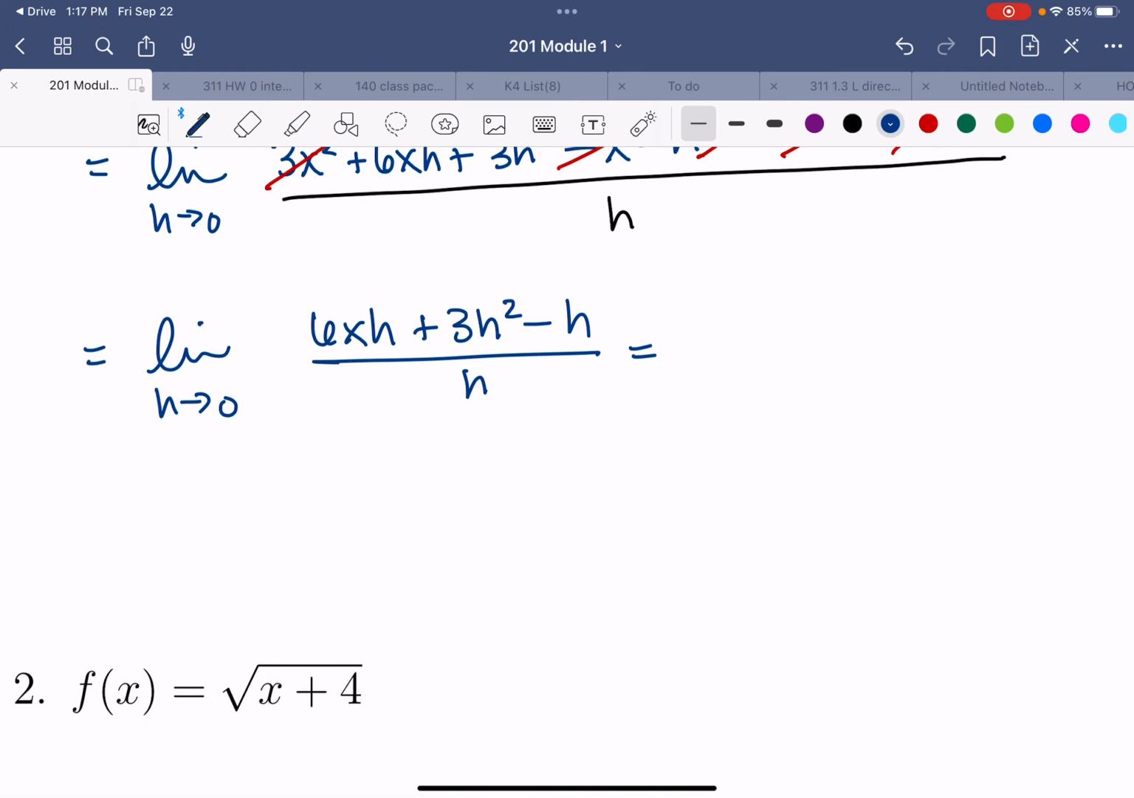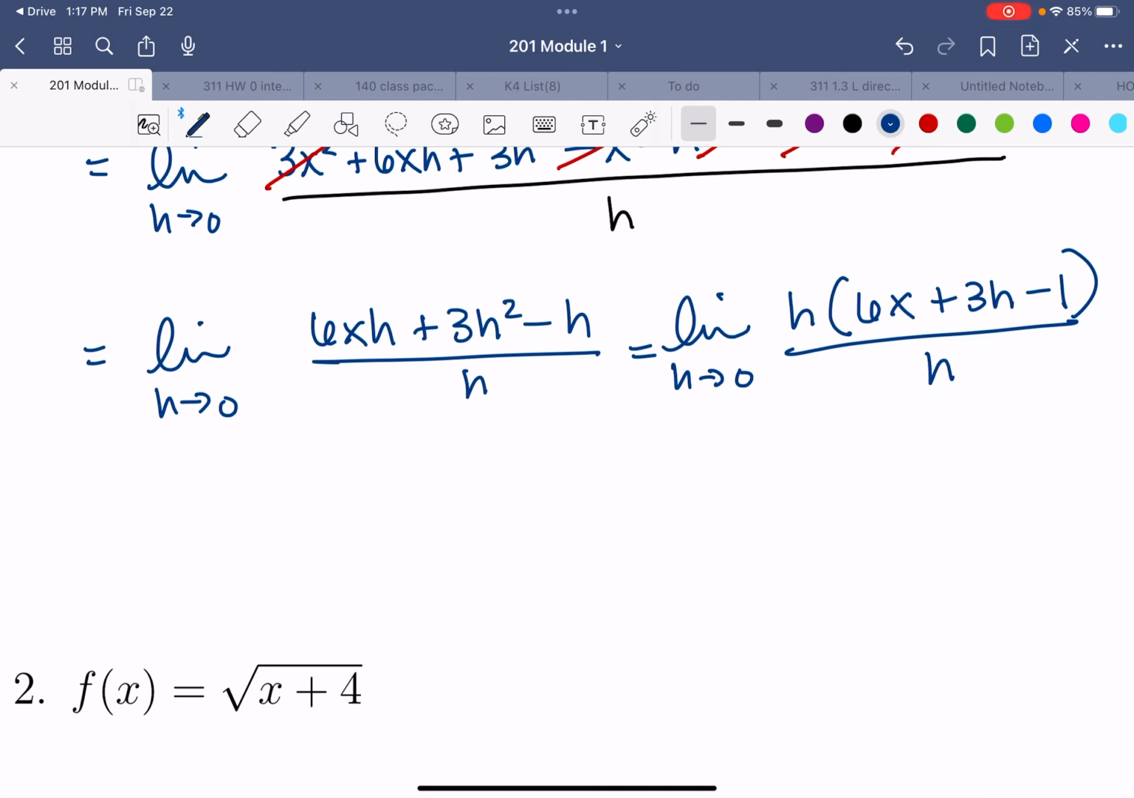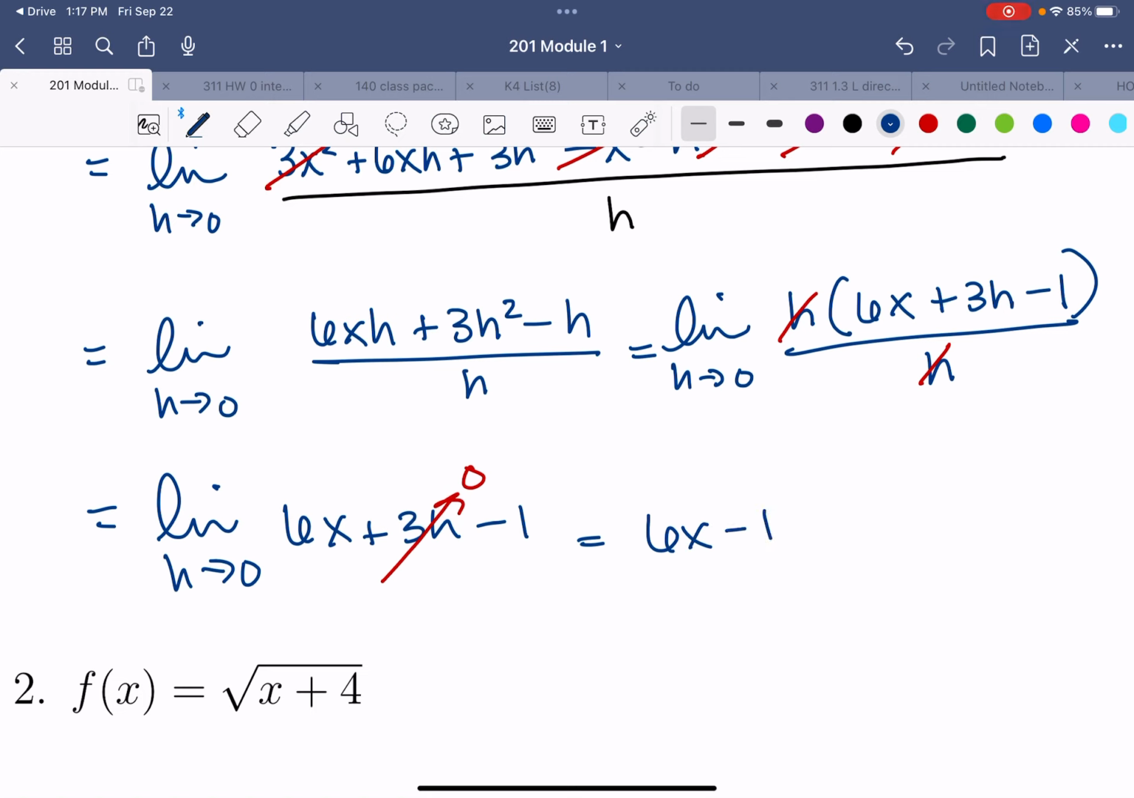Then we're going to go ahead and factor out that h. So if we take the h out, we're left with 6x plus 3h minus 1 with an h on the denominator. Cancel those. Now we're left with the limit as h goes to 0 of 6x plus 3h minus 1. Now we can go ahead and evaluate the limit. That means I'm plugging in 0 for h. So that term will become 0, and we're left with 6x minus 1, and that is our derivative.